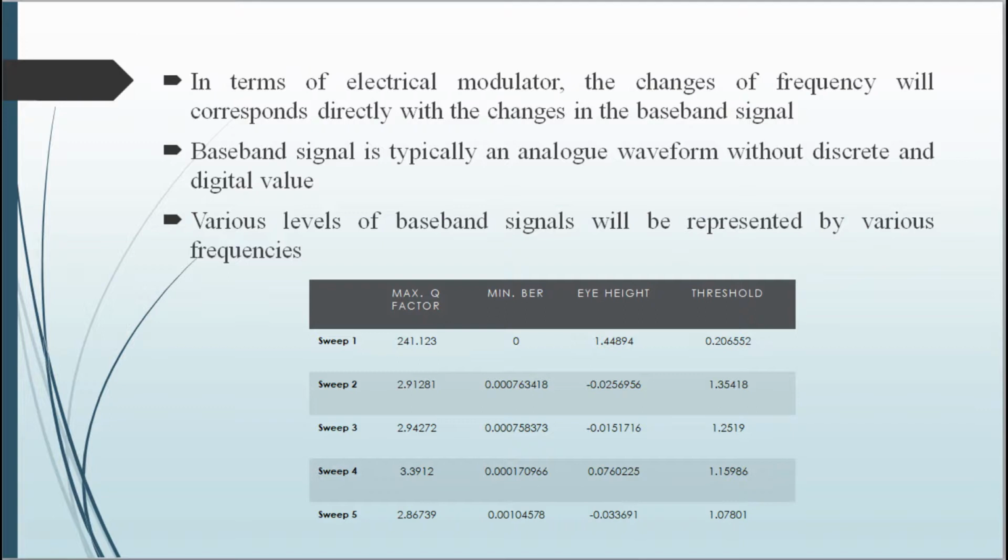In terms of electrical FM simulation, changes in the frequency of the carrier wave correspond directly with changes in the baseband signal. This can be considered an analog form of modulation, because the baseband signal is typically an analog waveform without discrete digital value. In this simulation, various levels of the baseband signal will be represented by various frequencies.